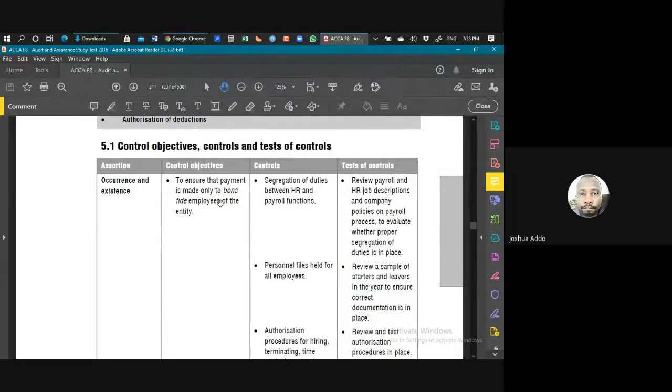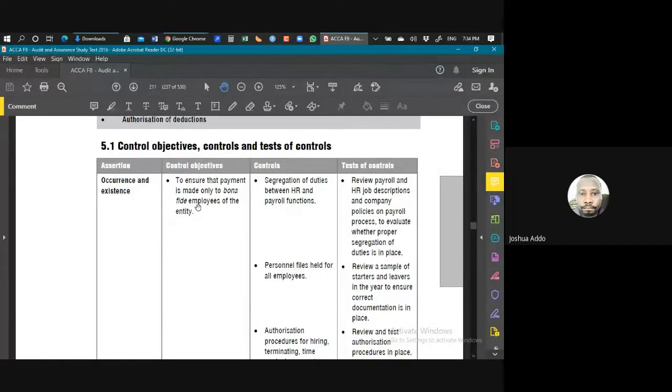To bona fide employees of the entity. So you don't pay to ghosts. Here in Ghana, a lot of taxpayers' money is paid to ghosts. And I don't know when ghosts began to buy shirts to wear, to do things like we do, to receive money.